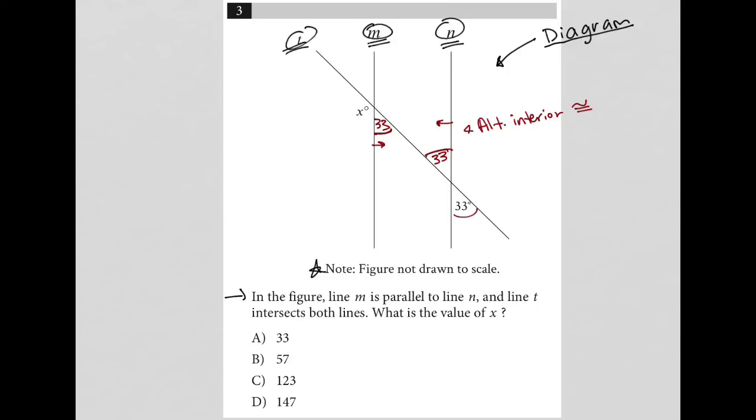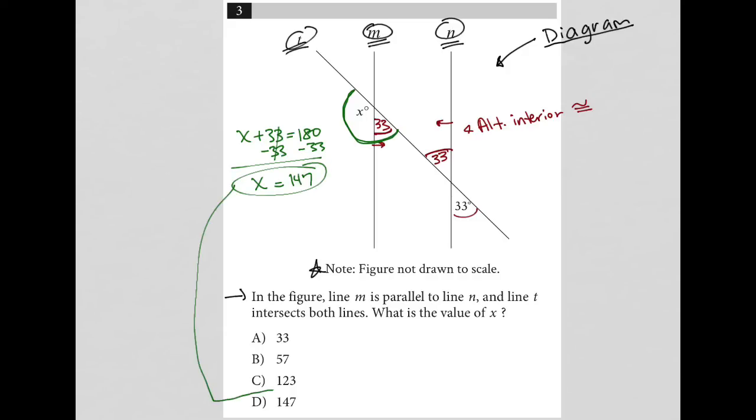They're the same. So then the next thing I have is that if this is 33, then I have this x degrees, which is right next to it, which is supplementary to the 33 degrees because those two angles together form a straight line. And I know that the straight angle, or the angle of a straight line, is equal to 180, which means that x plus 33 must equal 180 degrees. And when I subtract 33 from both sides here, I'm left with x equals 147. And therefore, my correct answer here is choice D.